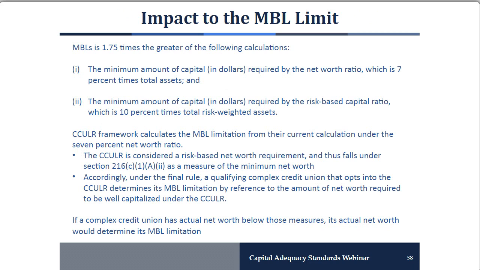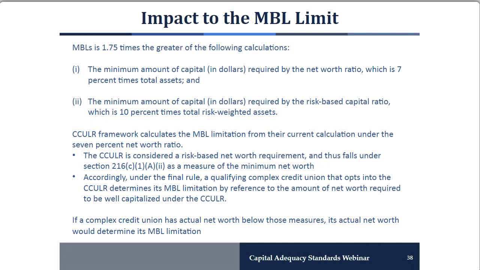Thank you, Rick. While our focus during this presentation is on capital standards, these changes may impact the member business loan limit for some credit unions. Please note the MBL rule has not changed. The MBL rule establishes the MBL limit as the greater of the minimum amount of capital required by the net worth ratio, which is 7% of total assets, and the minimal amount of capital required by the risk-based capital, which is 10% of risk-weighted assets.